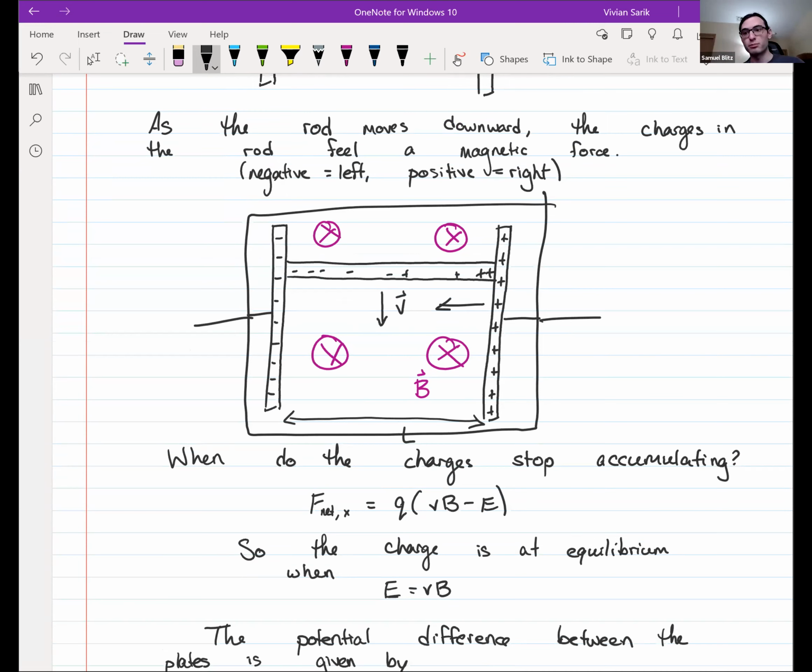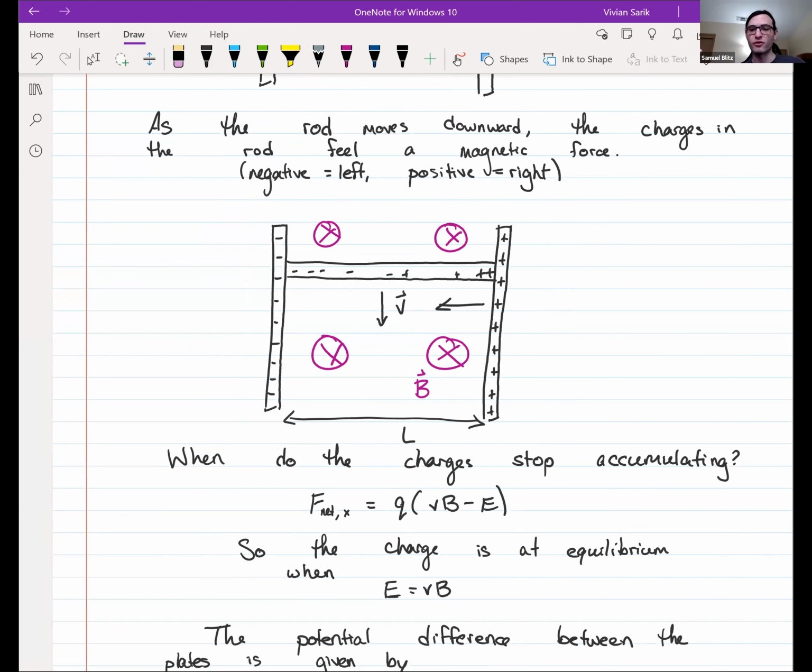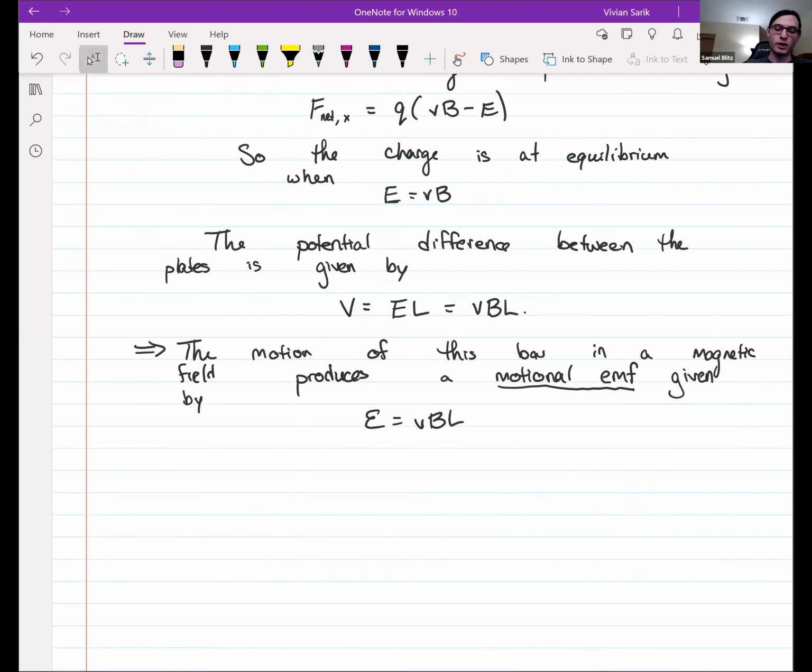So a battery provides power to a circuit, right? It gives off energy. So the question is, in this case, where does the energy come from? In the case of a battery, it's chemical energy. In this case, it's not nearly as straightforward. Where does the energy come from?